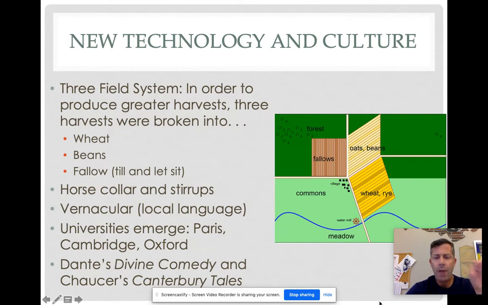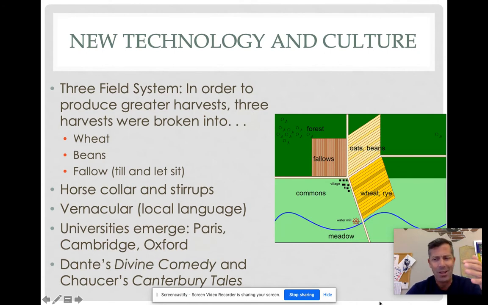This is where you would have 3 plots of land where you would plant something that destroys the nutrients, like wheat. The next season, you would plant beans, which are gentler on the nutrients. And then the next season, you would just literally till it up and let it sit fallow. So you would have one field go through those 3 stages. So in a 3-field system, you would have 3 different plots of land at different stages in the 3-field system.